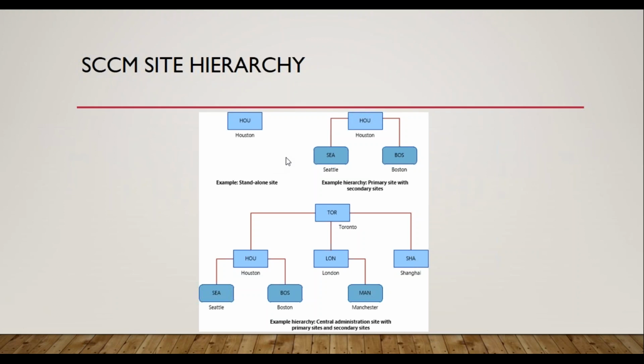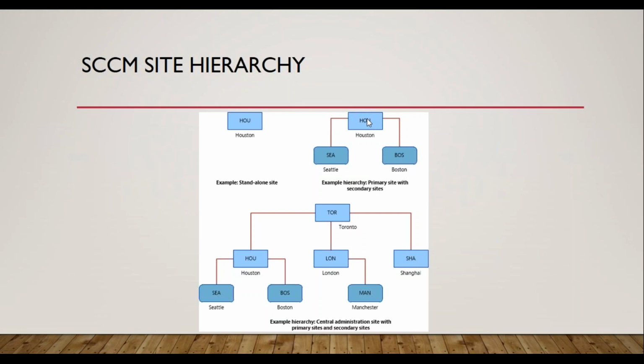Yes, Manoj. Okay. So now let's take this example, Houston, Seattle, and Boston. You have one primary site in Houston, one in Seattle and one in Boston. How can you make sure that the machines in Seattle will communicate with the management point in Seattle, the machines in Boston communicate with the management point in Boston, and the ones in Houston communicate to the management point in Houston? So how do you define that?